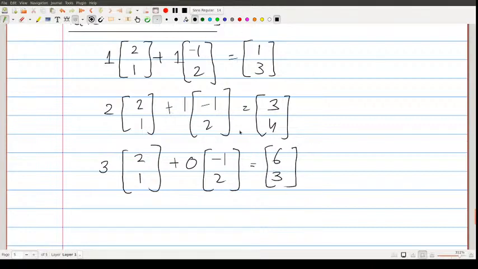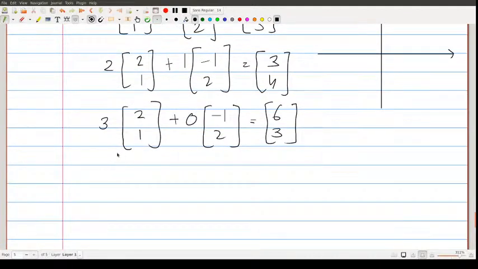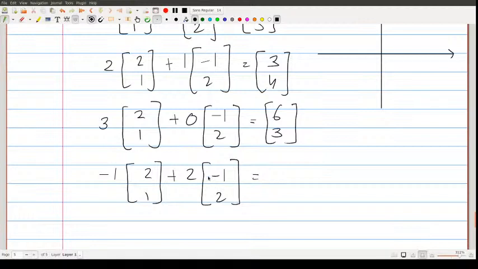And so what I'm basically trying to do is find out what vectors I can reach. What possible vectors can I reach if I take different combinations of these vectors? So let's take minus 1 times this, which is 2, 1, and plus 2 times this, which is minus 1, 2. So at this point I get minus 2, which is, okay, let's make this interesting.